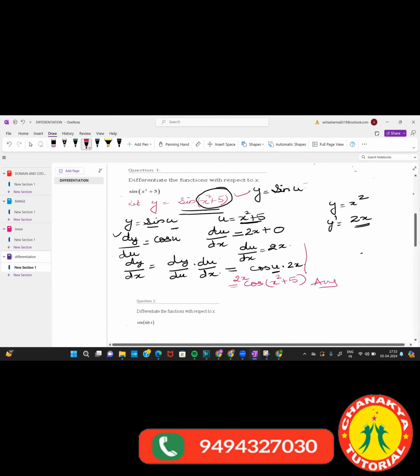Now see, suppose y is a function of u, u is a function of v, and v is a function of x. If three functions are there, then dy by dx will be dy by du dot du by dv dot dv by dx. Got it? I will explain this, don't worry. Please note it down, beta.